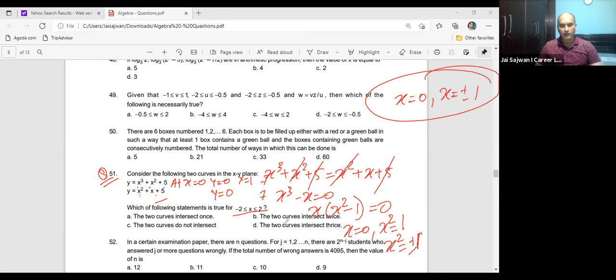So how many points of intersection do they have? Do the two curves intersect once, twice, or thrice? The answer will come out to be thrice here.